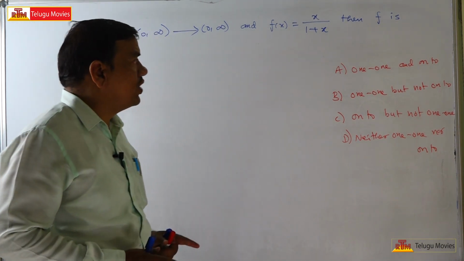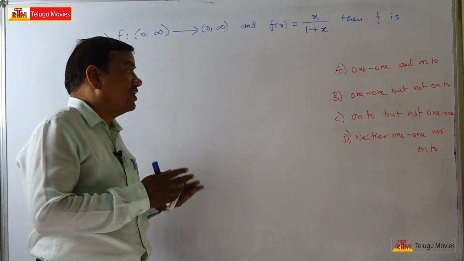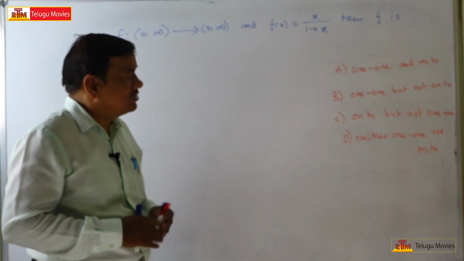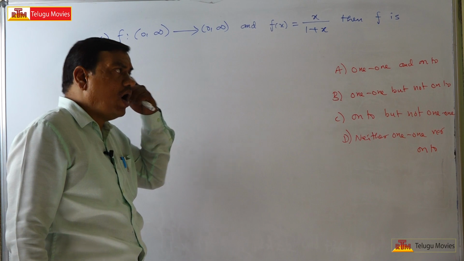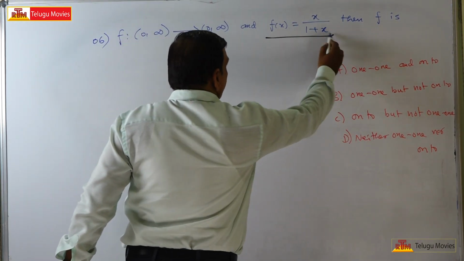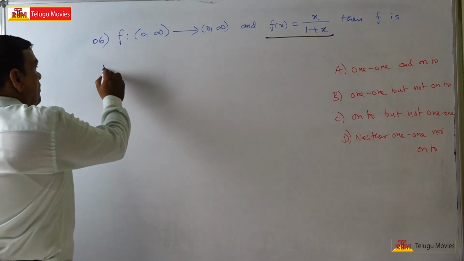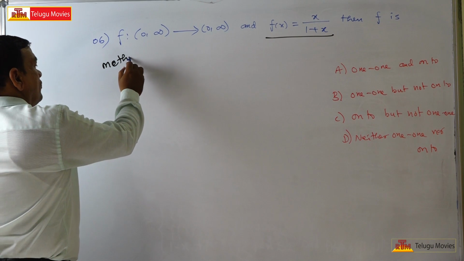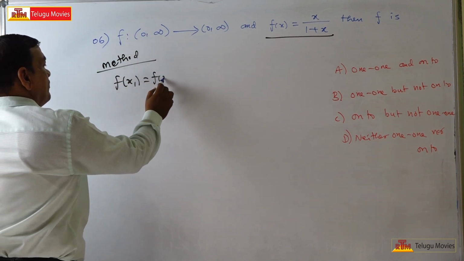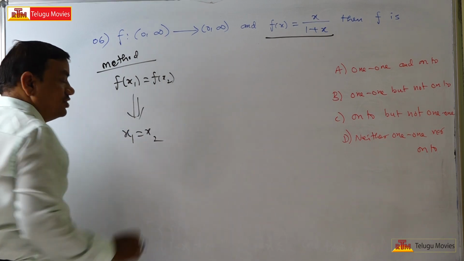Then we have to say whether it is one-one and onto, or one-one but not onto, or onto but not one-one, or neither one-one nor onto. Now how to do this problem? I have chosen this problem because to show that a function is one-one, there are two methods. The first method is, given f of x1 is equal to f of x2, after a sequence of steps we have to get x1 is equal to x2.